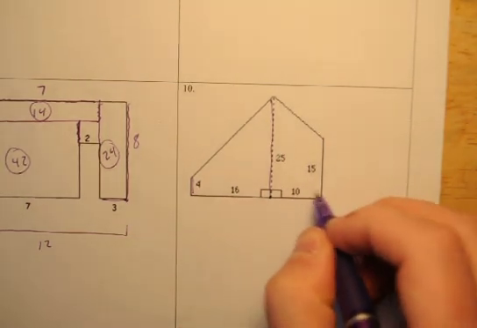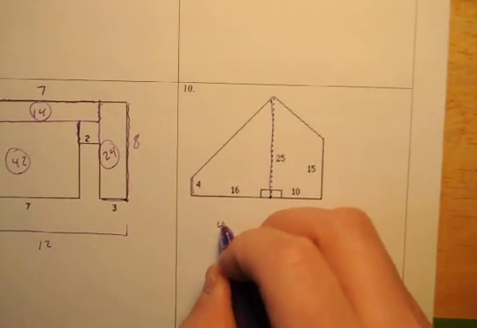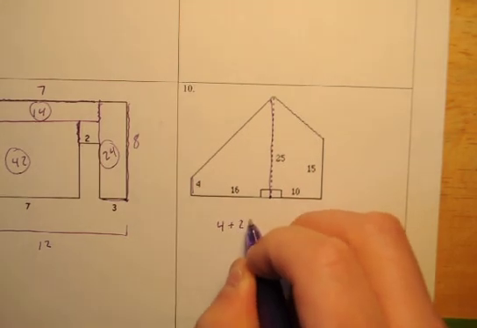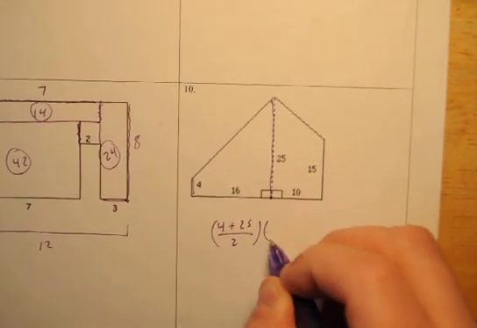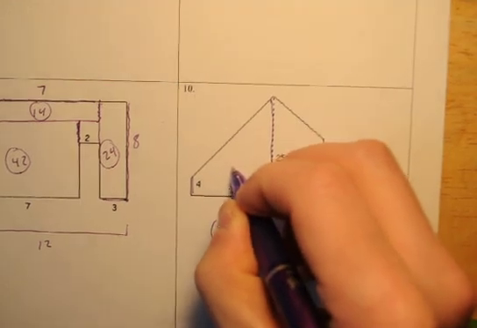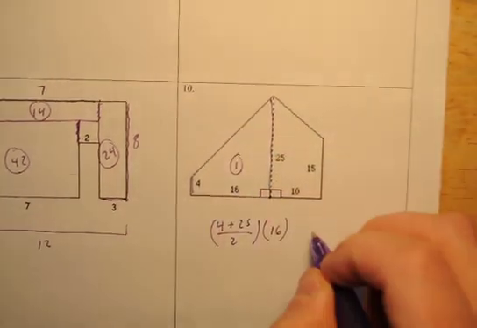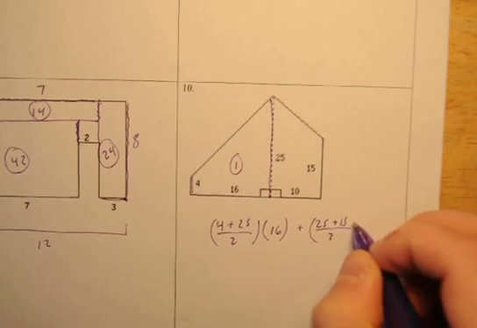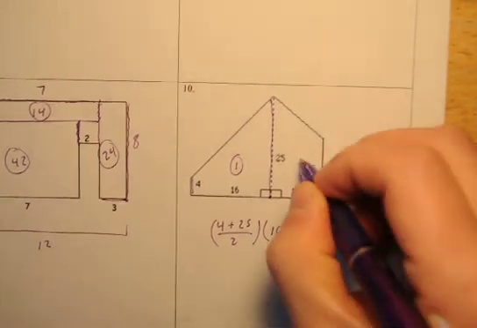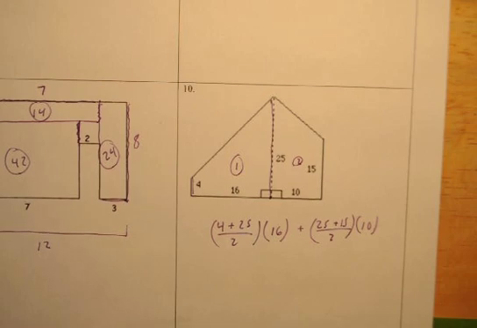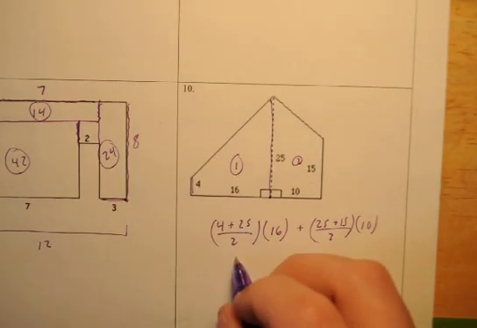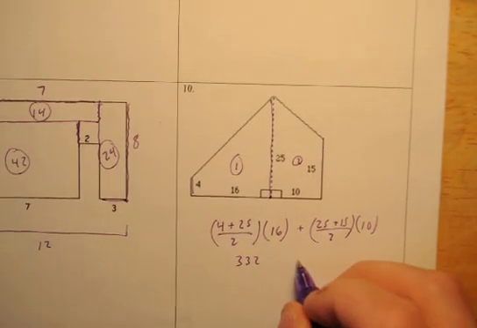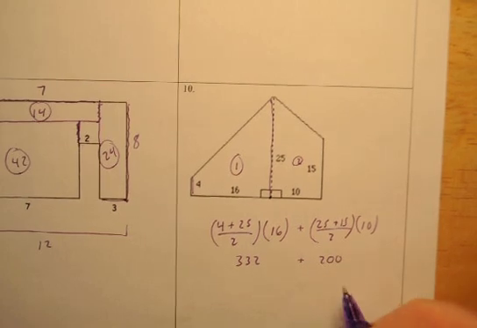Alright, so it's 2 trapezoids. We do the average of the bases times the height. That's this first one. We do the average of the bases times the height for the second one. And this is 332 for this, plus 200 for this.